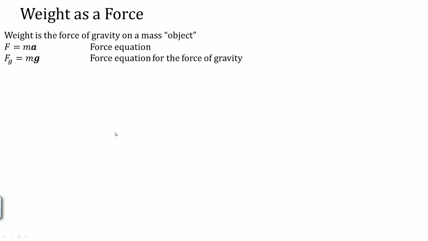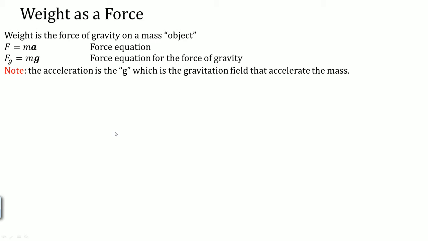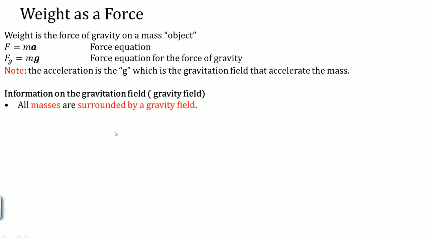This is the force equation for the force of gravity. Acceleration becomes gravity. In short, we call that the gravitational field. The acceleration is the g, which is the gravitational field that accelerates the mass. Here's some information about the gravitational field, or you could call it the gravity field. 1. All masses are surrounded by a gravitational field.